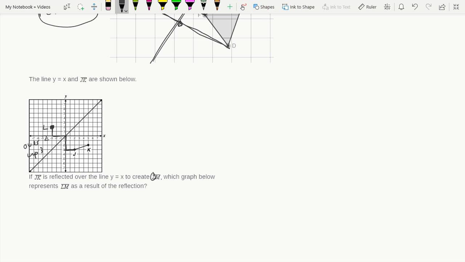Now K, let's say I go over 5 and up 2. Well, now I'm going to go up 5 and over 2. Up 5 and over 2, and that is going to be my new line, LM. So we think about just doing, there we go, and now, yeah, you can tell JK got flipped over to LM.